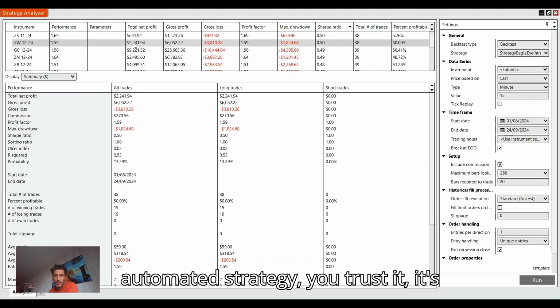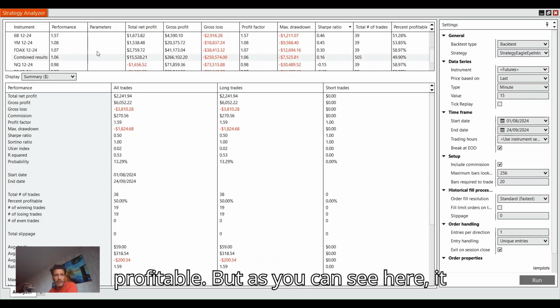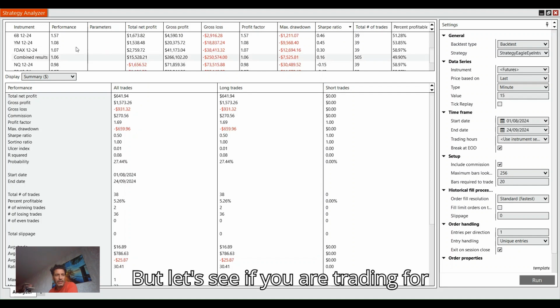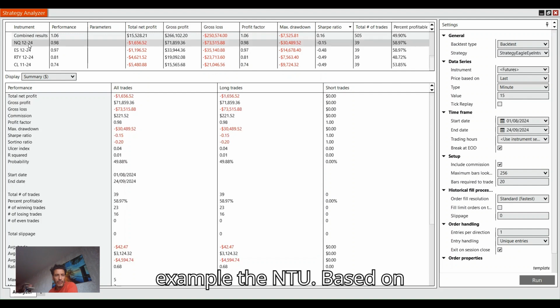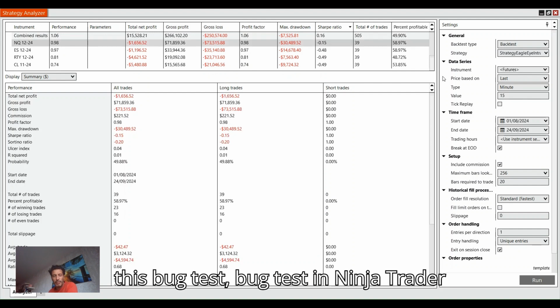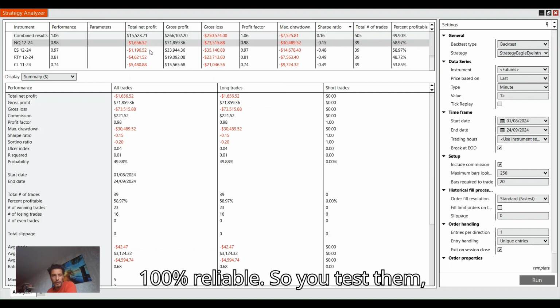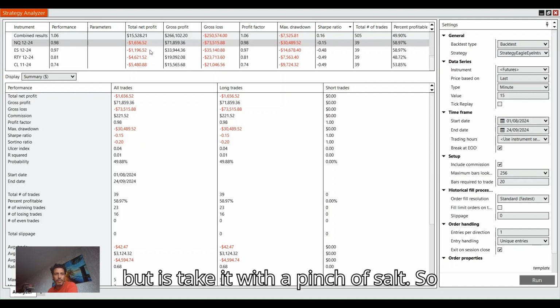So now you have the automated strategy, you trust it, it's profitable. But as you can see here, it did quite well in this instrument. But let's see, if you are trading, for example, the NQ based on this backtest. Backtests in NinjaTrader are good, but they are not really 100% reliable. So you test them, but take it with a pinch of salt.